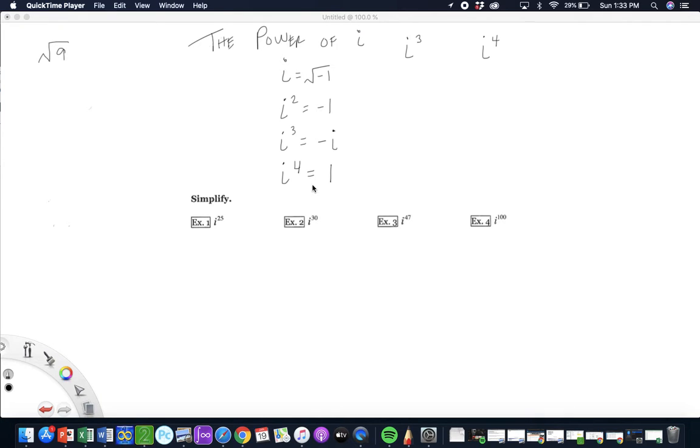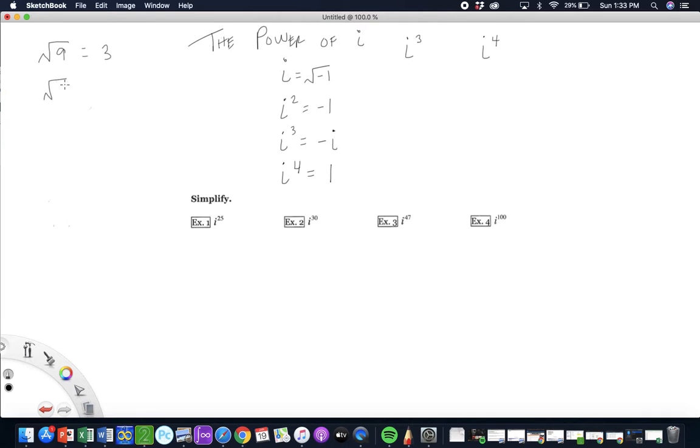Power of i. Before I start with these higher degree i's, I'm going to talk about where i comes into play and why we have this specific variable to represent the square root of negative 1. So just a quick review here. The square root of 9, as you probably know, is 3. So 3 times 3 is 9.